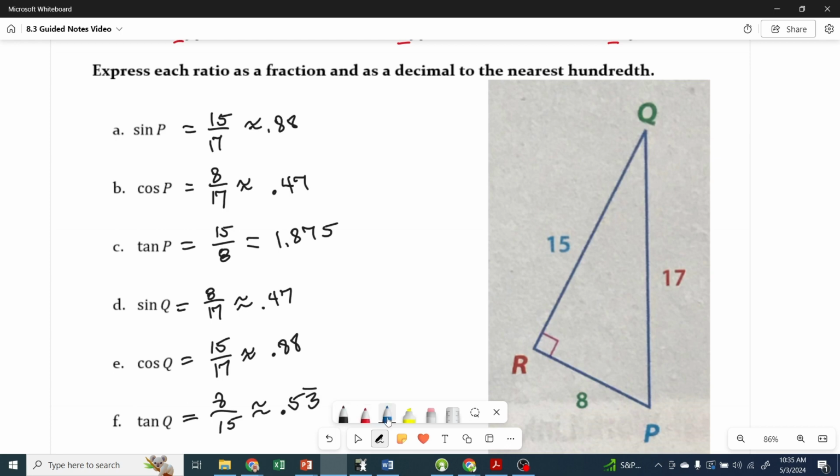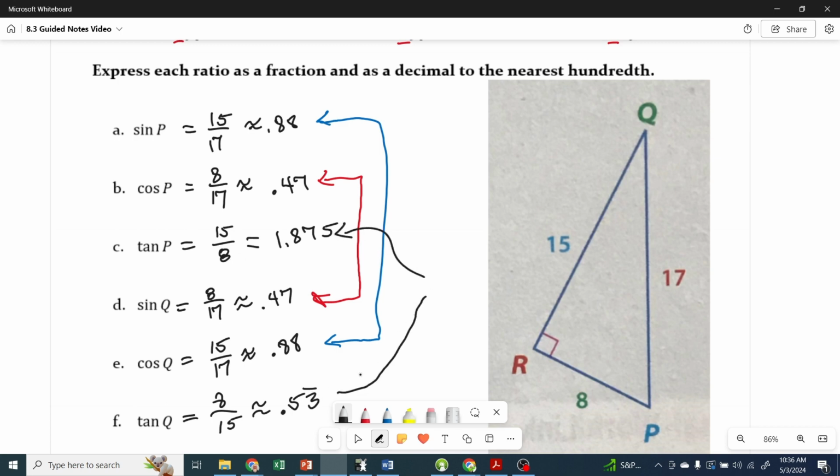You should notice that the sine of P is equal to the cosine of Q, and the cosine of P is equal to the sine of Q, and that the tangent of P and the tangent of Q are reciprocals.